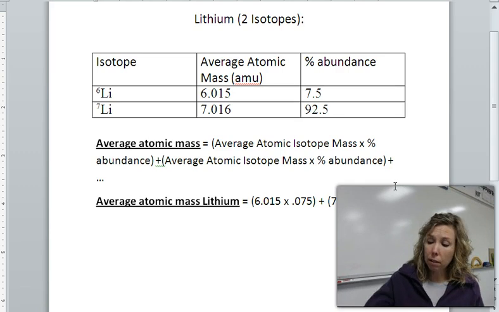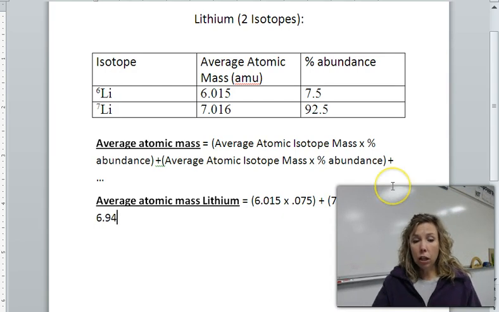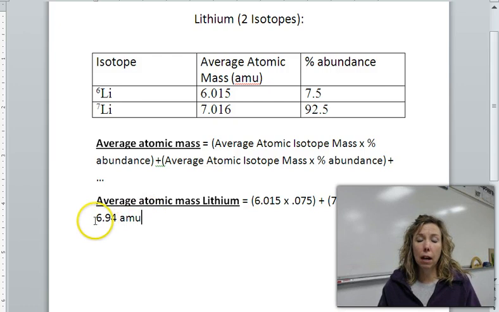Okay, so the number I get, and you should check this, let me know if I made an error, is 6.94. And the units are AMU, and that stands for atomic mass unit, very tiny units that we use to show mass of an atom. Now this number is reasonable to me because again it's closer to the 7 than it is the 6 because that isotope is much more abundant. And then if we were creating a periodic table and a place for lithium, this is the average mass that we would put for lithium. It includes all the isotopes of lithium.